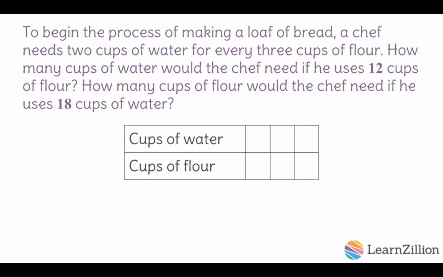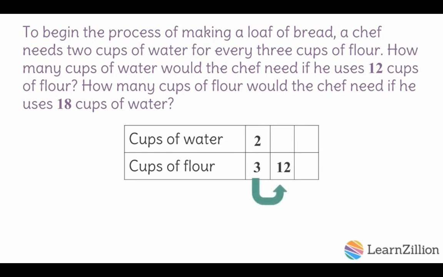First, we need to use our given ratio to begin the table. We have a ratio of 2 cups of water for every 3 cups of flour, so we'll use these numbers to get our table started. In order to figure out how much water the chef needs if he uses 12 cups of flour, we have to find the multiplicative relationship between our original quantity and our ratio and this new quantity. Because we are working with ratios, we know that we have to find the multiplicative relationship between 3 and 12.